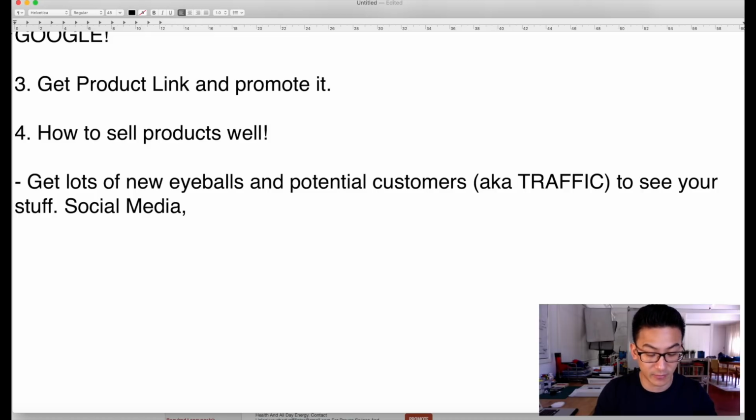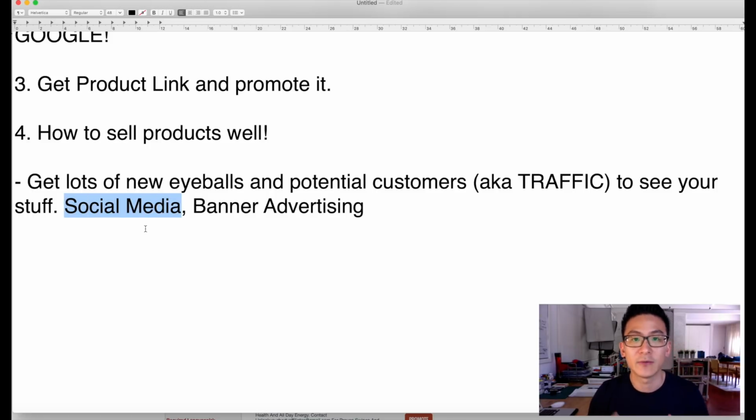You can get traffic from banner advertising. So let me explain each one. Social media is things like YouTube, Facebook, Instagram, Snapchat, and social media is generally a free strategy, right? So you go out there and you post valuable content and you attract people towards your stuff, and that's how they see your stuff.